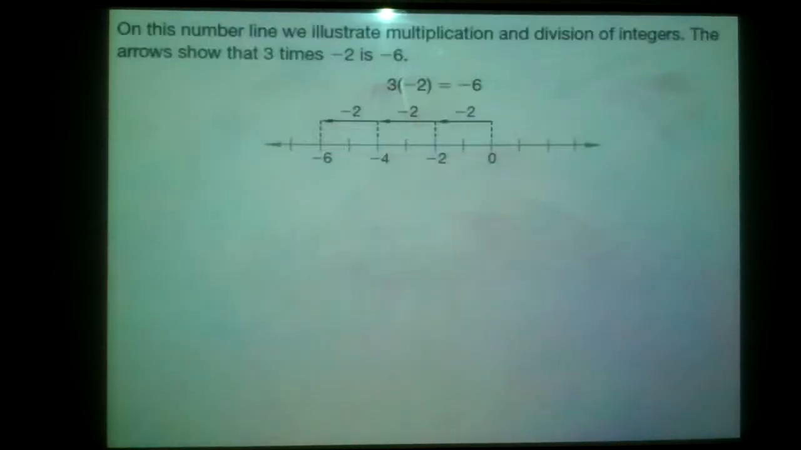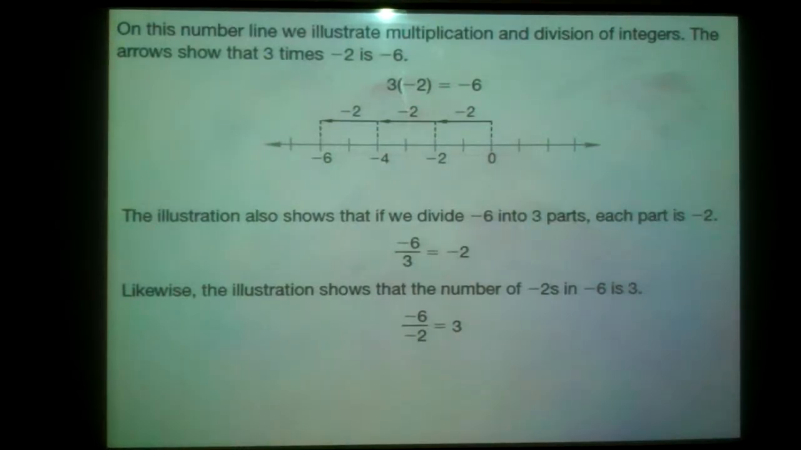Alright, so let's look at what we've got here first of all. We have a number line here, and we're going to illustrate multiplication and division of integers. The arrows here are showing us that 3 times -2 is -6. We are going to show shortcuts for all of this. But basically, on the number line, remember we always start at 0, and we have 3 -2's: one -2, another -2, and another -2. We're basically adding 3 -2's together, and that gets us to -6. So this tells us that 3 times -2 equals -6.